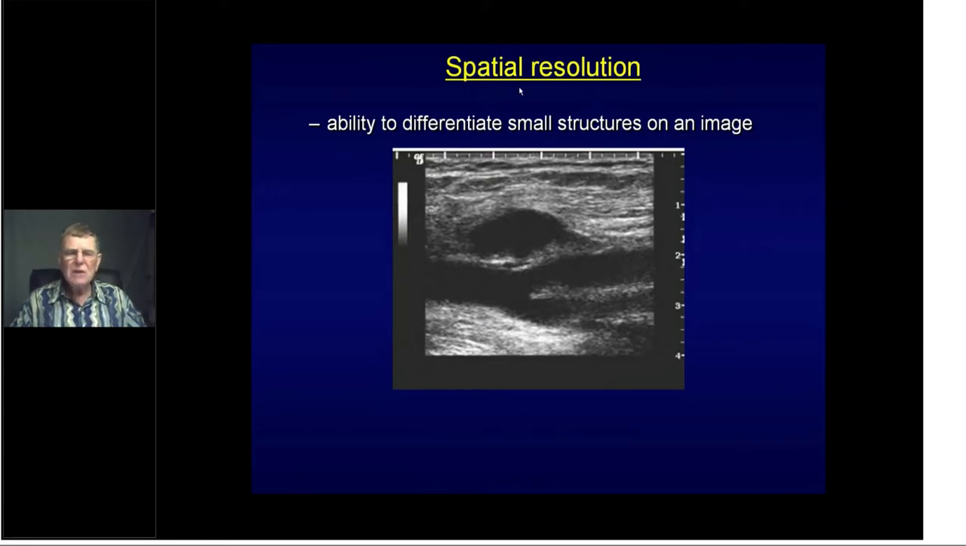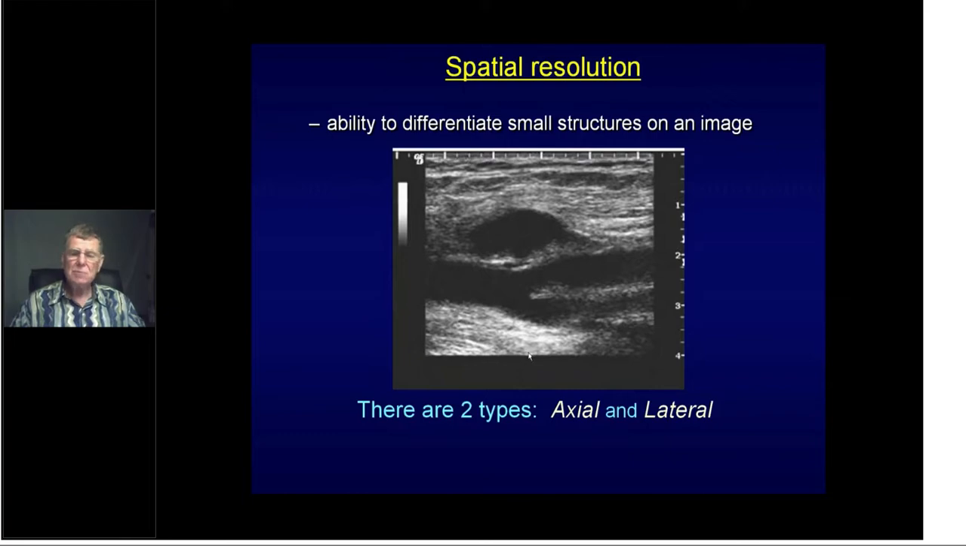Now, spatial resolution is probably the one you come to think of. If someone says to you, what sort of resolution are you getting out of your ultrasound image? Spatial resolution is the one that comes to mind. It's the one that will determine how small the structures you can see on your beam mode image, how fine the detail is there. So it's the ability to differentiate small structures on the image.